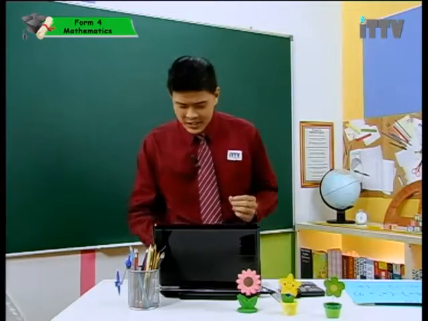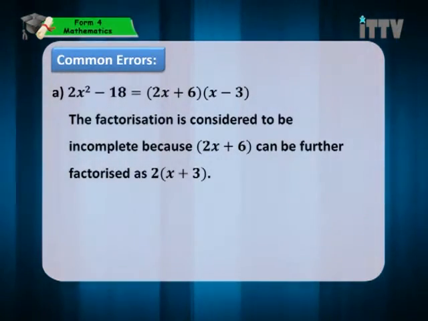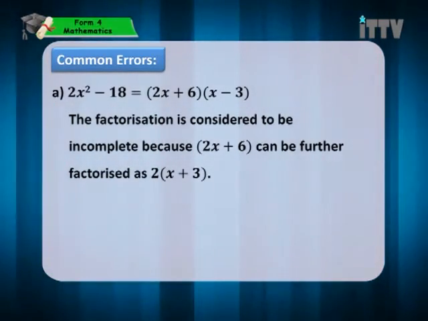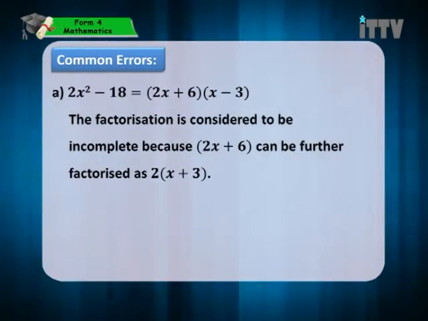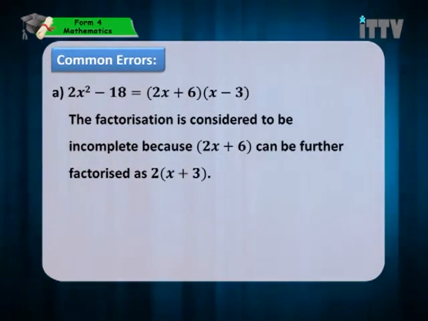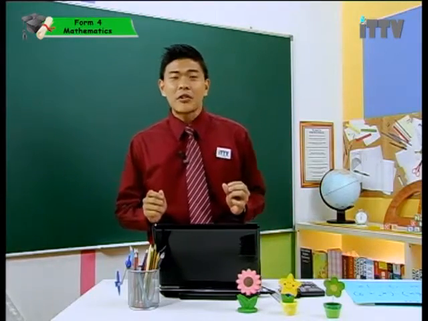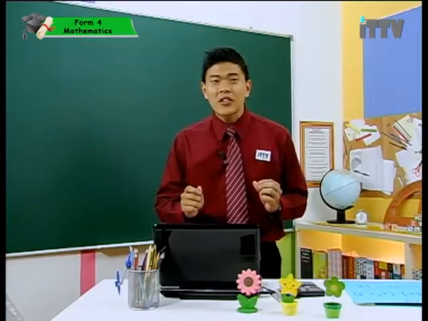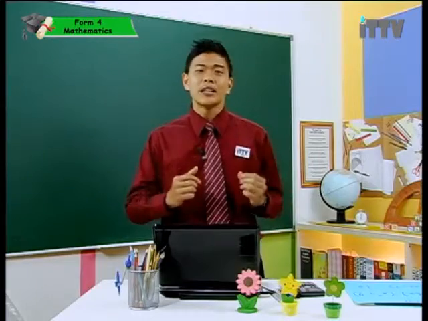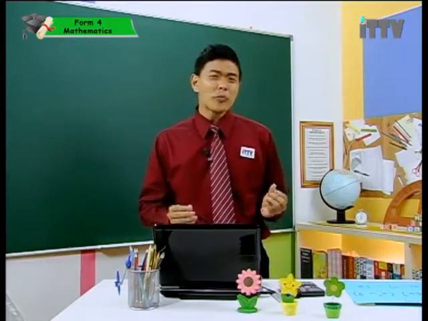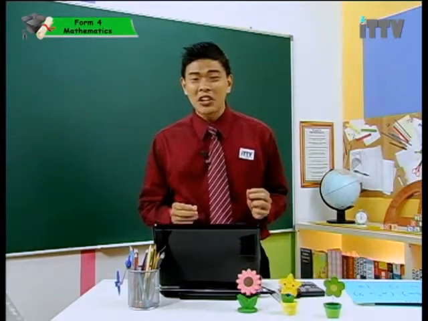The problem is the factorization is considered to be incomplete because 2x plus 6 can be further factorized as 2 bracket x plus 3. To put it in a nutshell, you must factorize completely, because factorizing completely means factorizing until you cannot factorize anymore, to the simplest form possible. If you only factorize halfway through, it is not complete.